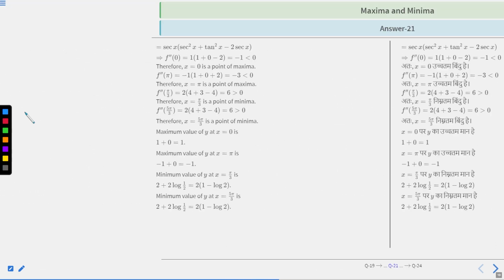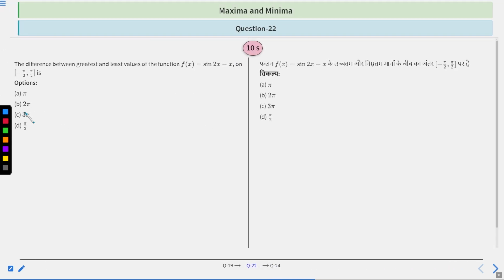Now, let's move to the next question. Question number 22, which says the difference between greatest and least values of the function f(x) is equal to sine 2x minus x on the interval minus pi by 2 to pi by 2. You have to find the difference between greatest and least values, right?